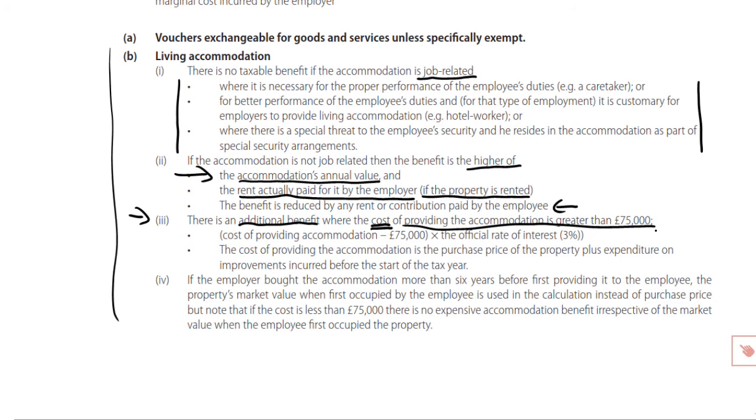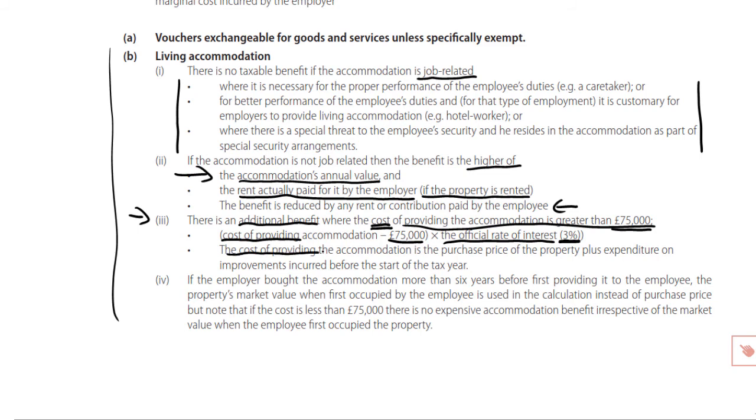And it's a simple calculation. Whatever that cost is, you will be told what that cost of providing the accommodation is. The cut-off we said was £75,000, so the cost minus £75,000 times the official rate of interest. That figure will be given on your rates and allowances page, but you'll probably know it by then. It is 3% for our 16-17 tax year.